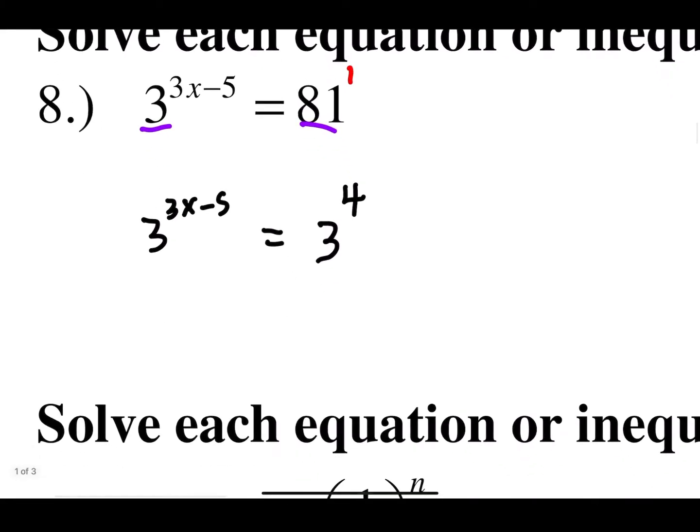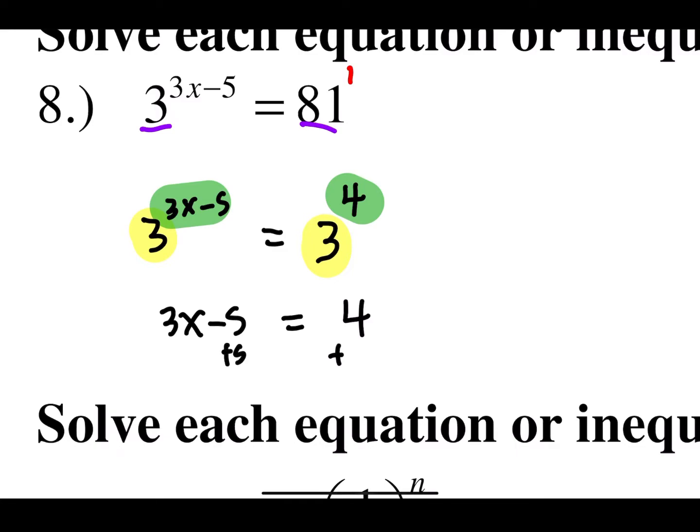So when the bases are exactly the same, we use this fact to say the exponents are also exactly the same, or at least follow the same pattern as the bases. So these bases were equal, these exponents are equal. And then we would solve it out. Add 5, that makes it 9. And then divide by 3, that would make x equal 3.